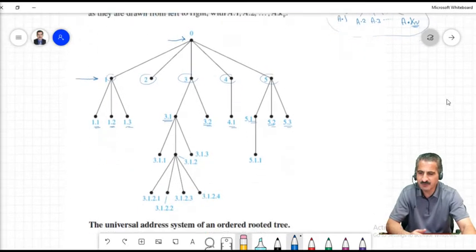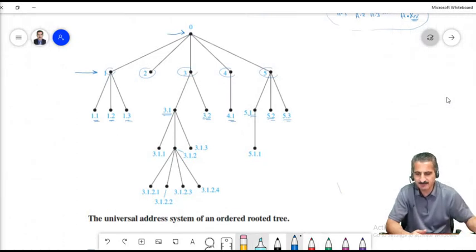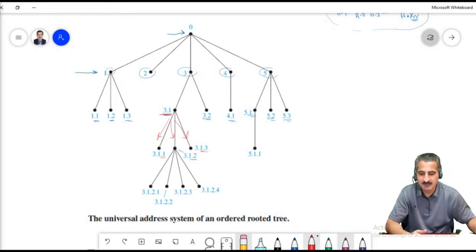If we keep going, now we have here 3.1 for instance, and then the children of 3.1 will take 3.1.1, 3.1.2, 3.1.3. Now in here we have 3.1.2, and then its children will be 3.1.2.1, 3.1.2.2, 3.1.2.3, and 3.1.2.4. I think you see the idea now, and this 5.1 has only one child, which is 5.1.1.